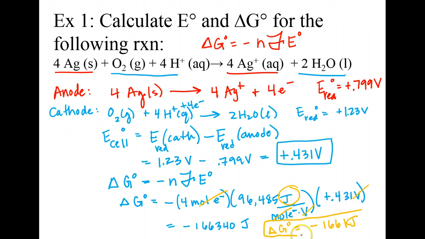And once you finish a problem like this, we want to make sure that our signs make sense. When we calculated the E-cell for the reaction, we came up with a positive number, which means that the process is spontaneous. When you calculate Gibbs free energy change, we get negative 166 kilojoules, and that has a negative sign, which also tells you it's a spontaneous process. So it's good that they are in agreement.